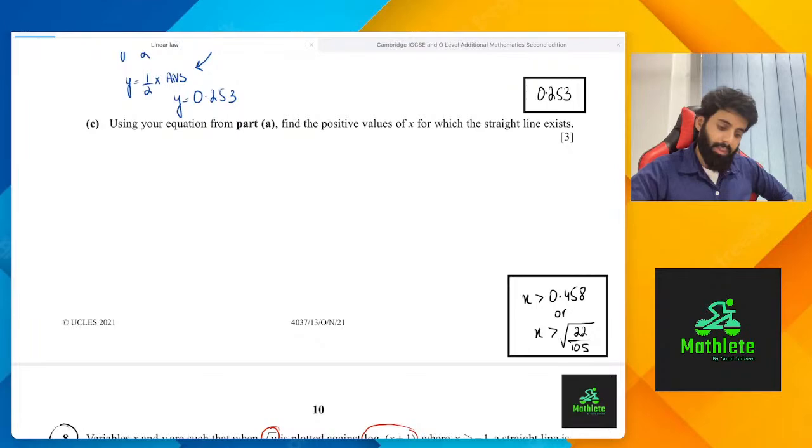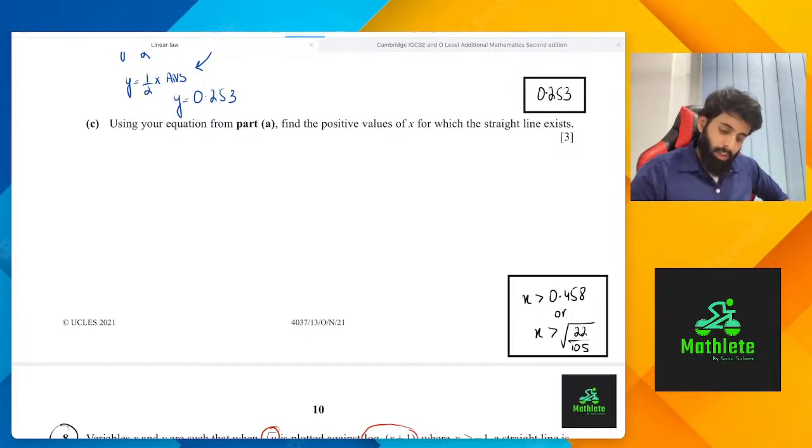Resuming now. The question says, using your equation from part A, sir, should we only practice paper 1 or paper 2? No, you should practice from both. Like I said, there is no difference between paper 1 and paper 2, it's just to divide the syllabus, so you should be doing both.